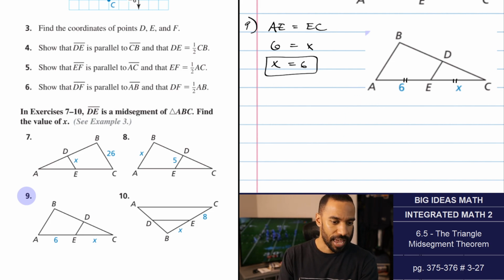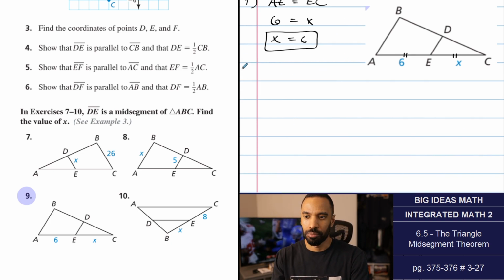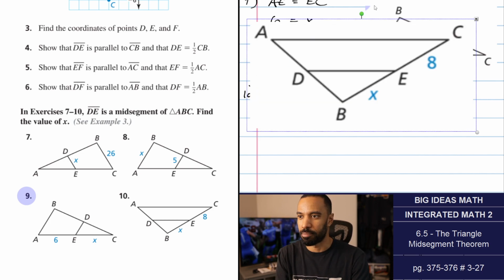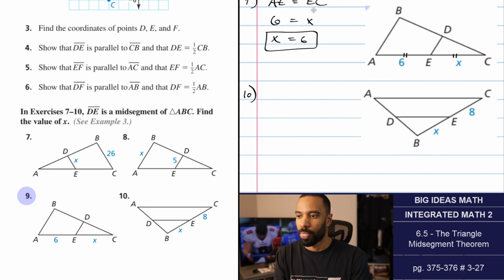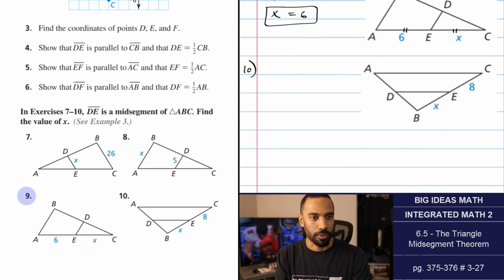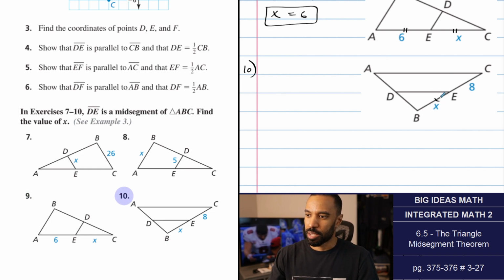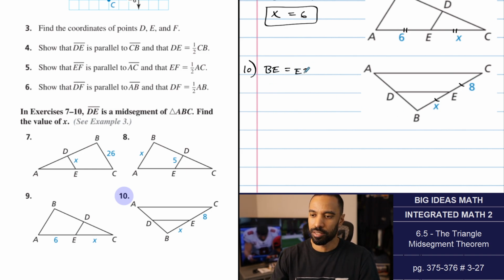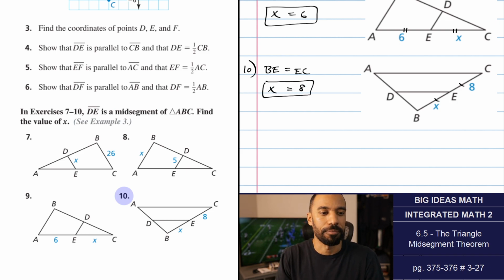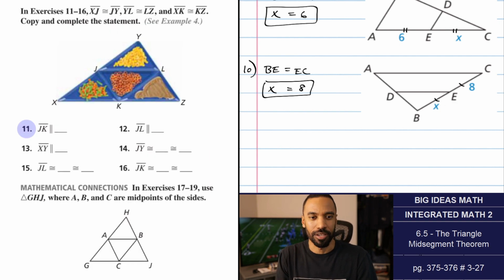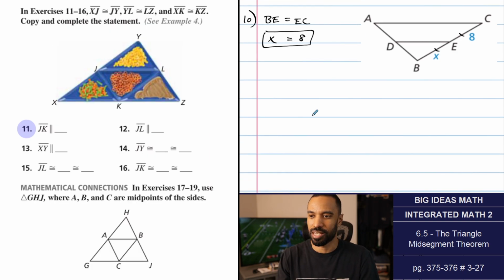And then number 10. We're motoring pretty fast here, which is good. Obviously, later problems get a little longer, but good start. Number 10, same thing, right? DE being a midsegment means these two would be congruent here, so the length of BE would be the same as the length of EC. Therefore, X is the same thing as 8. X is 8. All right, let's keep going. Numbers 11 through 16.